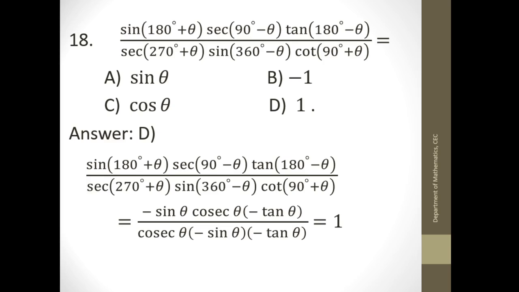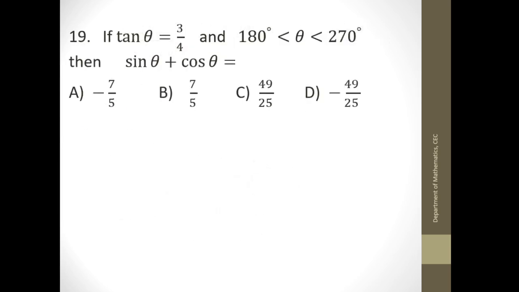Sin 360 minus theta, fourth quadrant, so minus sin theta, and cot 90 plus theta is in the second quadrant, cot is negative, therefore minus tan theta. So cancel minus tan theta and minus sin theta and cosecant theta. The answer is 1. That means D.